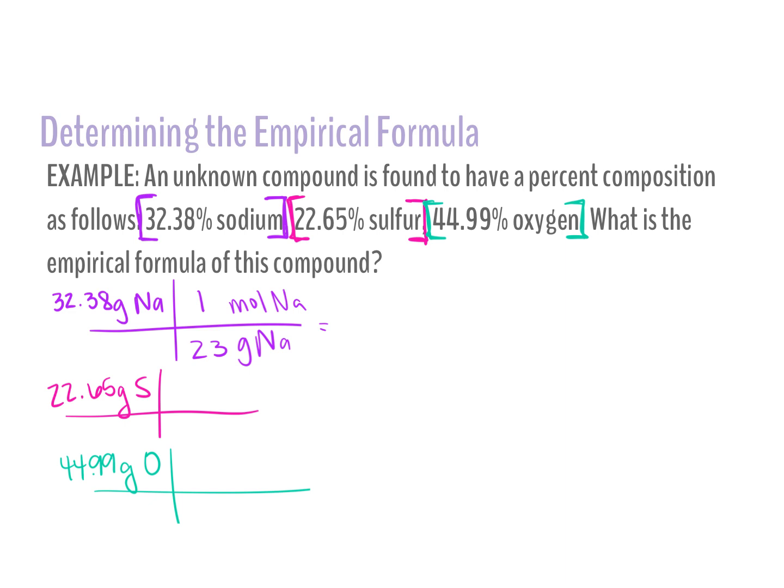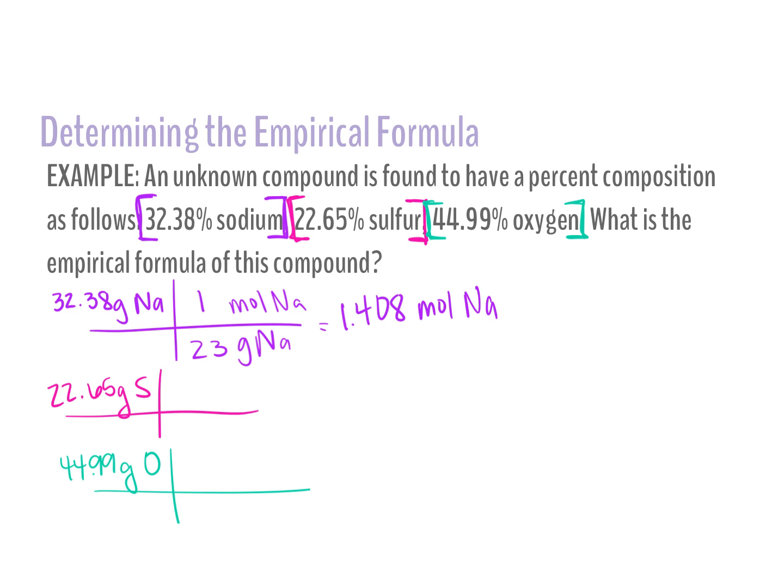And for this conversion right here, converting to moles, I'm going to really suggest that you keep several decimal places. Because when we look at ratios in the next step, we want them to be as exact as we can. So keep a few decimal places when we convert to moles. 32.38 divided by 23, 1.408 moles of Na. That's what I want.